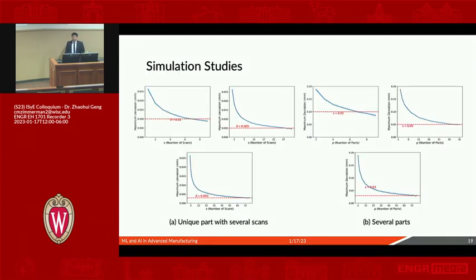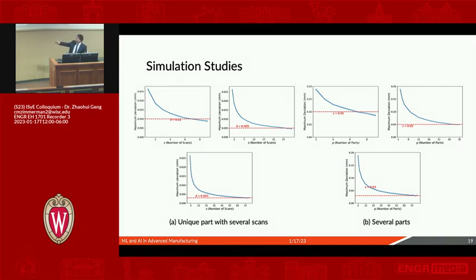First, we have the simulation results. Here we are talking about two cases. One is for biomedical applications. We have a unique part, and we want to do multiple scans to have a better precision model. Here we can see that the trend is obvious: with the increasing number of parts, the maximum deviation decreases. The red line here is our target in terms of precision. We can see that with our process planning model, each of the stopping points is below this precision requirement, meaning the maximum deviation has already reached the requirement.